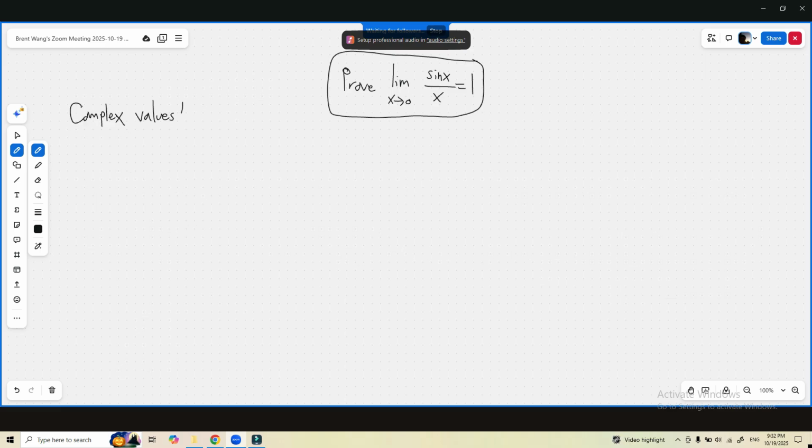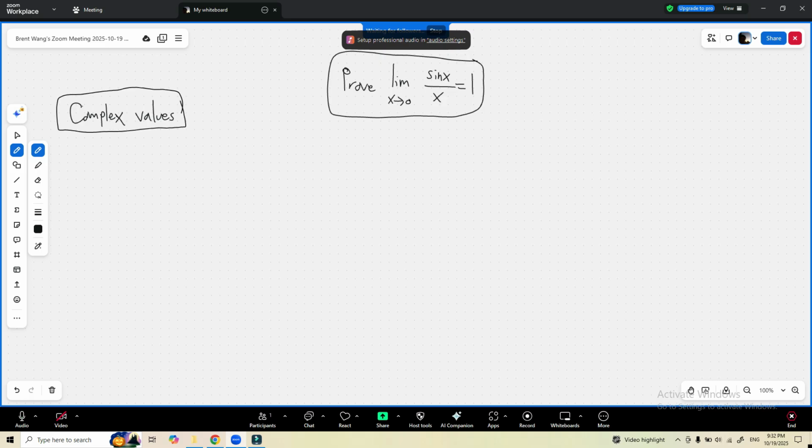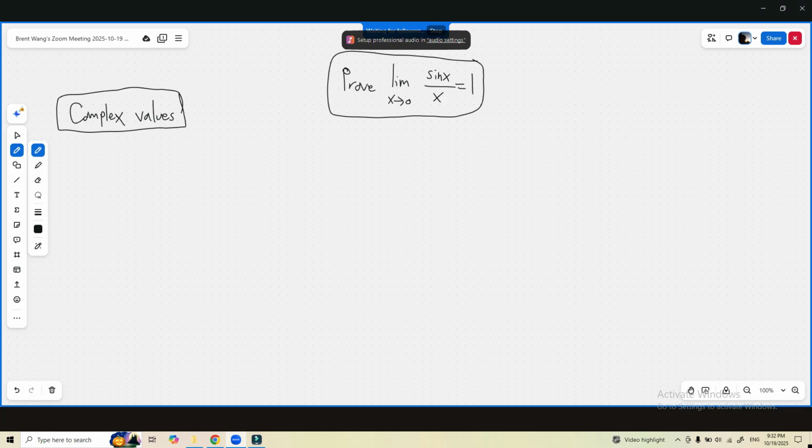Number 6, complex values. This is kind of similar to the Maclaurin function that we did earlier, but let me just explain this. So, if you took linear algebra or complex variables, you would have learned that sine x is actually equal to e to the power of ix minus e to the power of negative ix divided by 2i. So this means that sine x over x is equal to e to the power of ix minus e to the power of negative ix divided by 2ix.